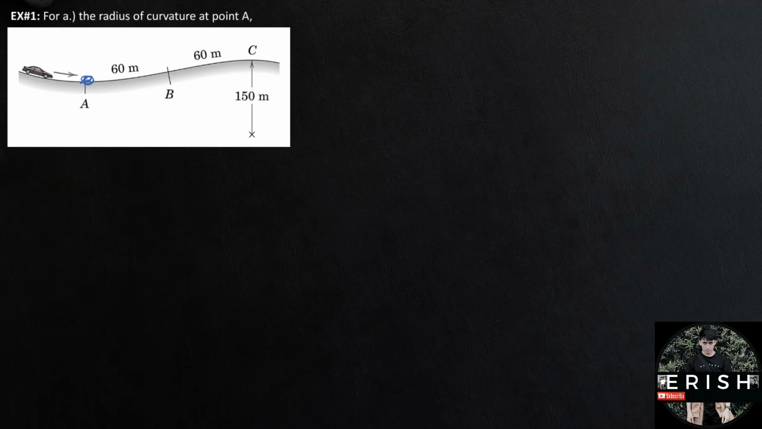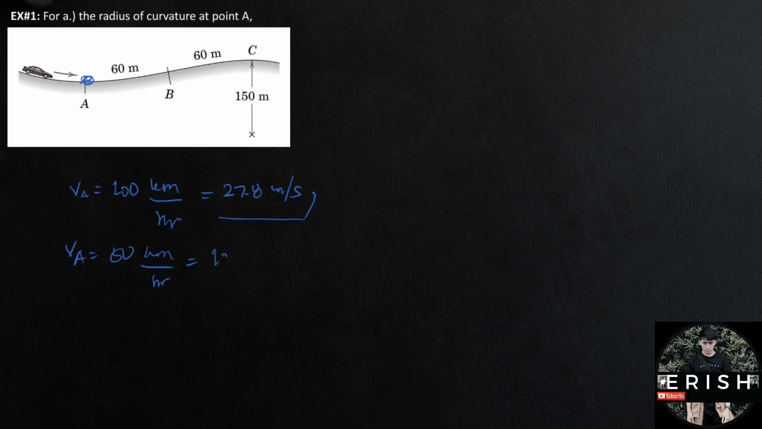Para mag-fit yung ating given to other given values, ay convert muna natin yung ating velocity at point A and ating end velocity at point C from km per hour to meters per second. Yung velocity at point A natin, we have given a 100 km per hour. And converting in meters per second, ang magiging value niya ay 27.8 meters per second. Velocity at point C naman, converting from 50 km per hour, ito ay equal sa 13.89 meters per second.